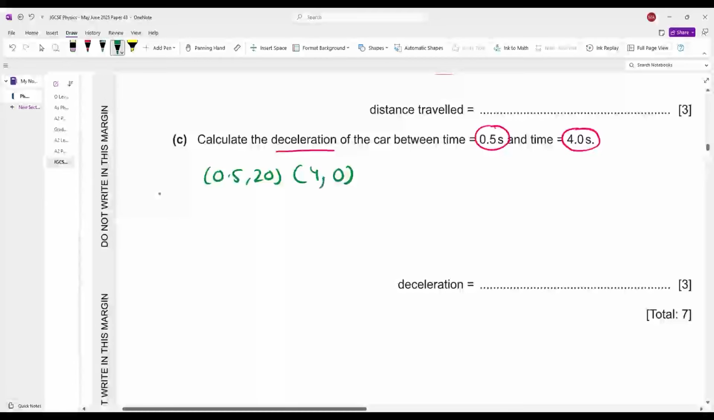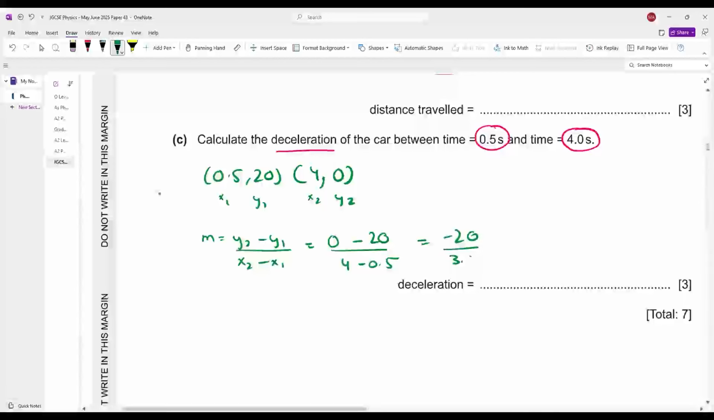Okay. This is x1, this is y1, this is x2, this is y2. Can you calculate the gradient? Yes, y2 minus y1 over x2 minus x1. What is the value of y2? 0. What is the value of y1? 20. What is the value of x2? 4. What is the value of x1? 0.5. 0 minus 20 divided by 3.5. What does your answer come out to be? हाँ जी, -20 divided by 3.5. आपका क्या आंसर आ गया बेटे? Your answer comes out to be -5.71.